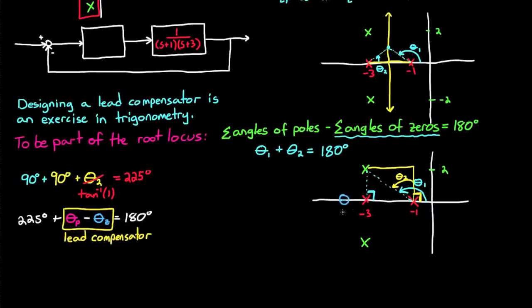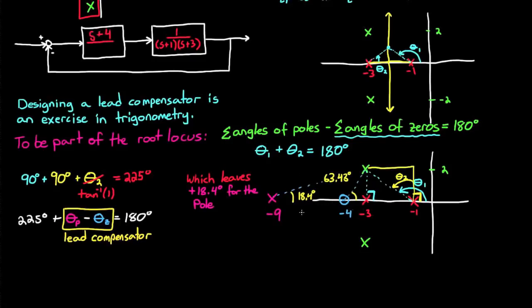Now at this point, I'm going to somewhat arbitrarily place my zero at -4. I'm going to explain this a little bit later. But when I do that, the angle that it makes up is 63.43 degrees. And now that I've placed this zero, the pole can only go in one specific spot, specifically the spot where it makes an angle of 18.4 degrees with the root that we want. In this case, the math works out really nicely, and the pole needs to be at -9. So my lead compensator for this particular problem would be s plus 4 over s plus 9.